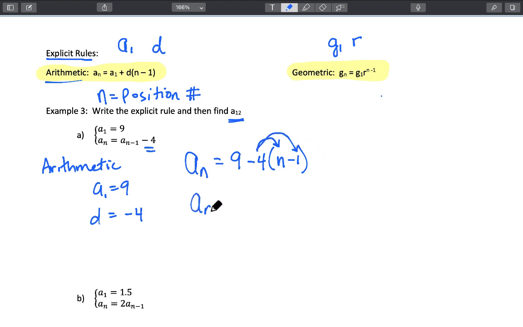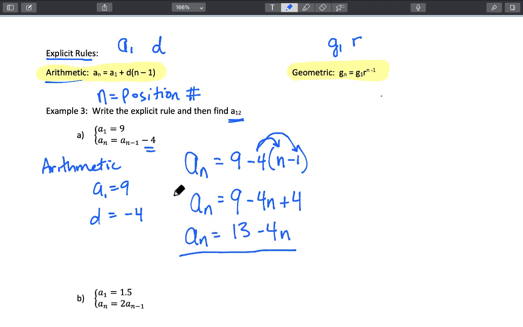So we have a sub n is equal to 9 minus 4n plus 4 more. Now we're going to add the 4 and the 9 together. That gives me a sub n is equal to 13 minus 4n. And this is a simplified explicit rule for this arithmetic sequence.